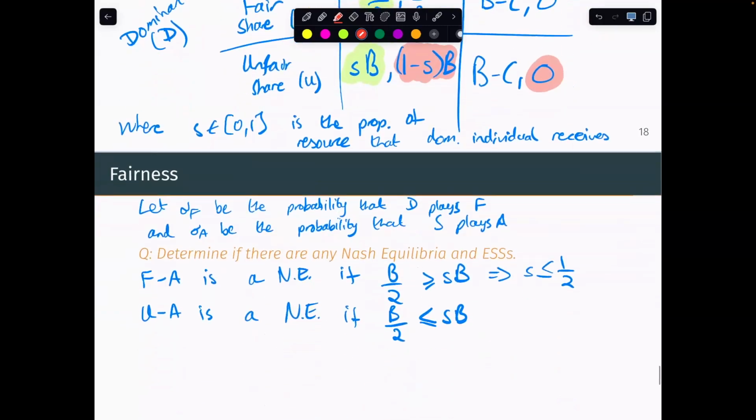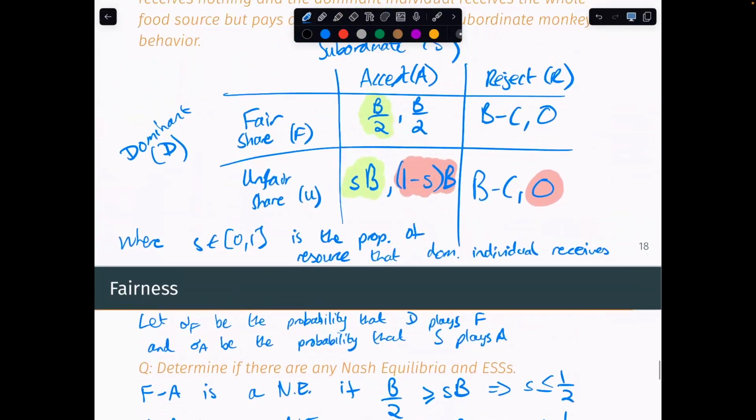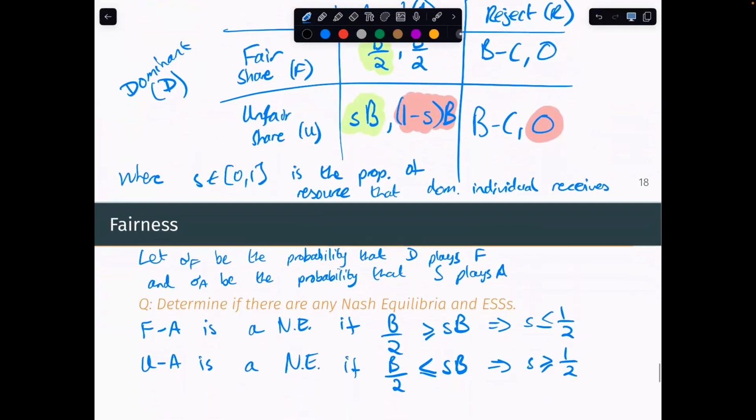Okay, so depending on the value of S, we have a Nash equilibrium with the subordinate individual always accepting and either the dominant individual giving a fair or unfair share depending on S. Basically, if it's biased towards itself, then it should select that. If it gives a fair share, then it should select a fair share. Or if it is biased towards the other individual, if it gives away more than half, then it should select an equal share. Kind of obvious.